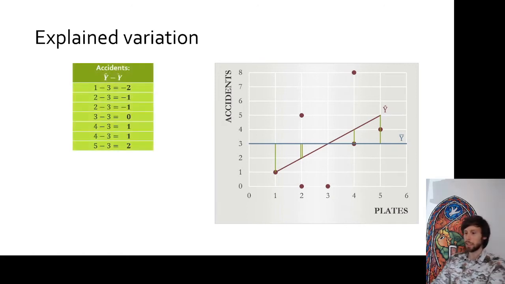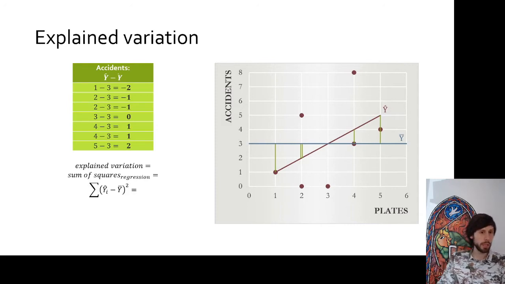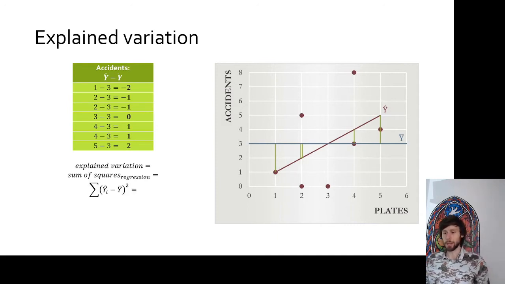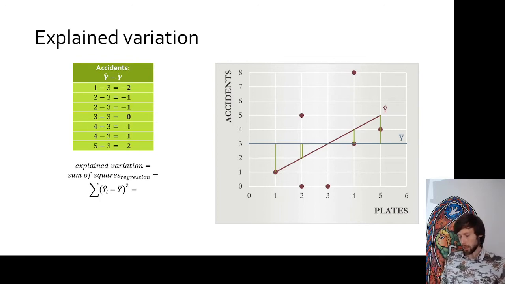So what you can do is calculate those. You can calculate for every subject how much their predicted number of accidents differs from the average number of accidents. How much does it lie above or below the mean? And once we square those and add them all up, we have what is known as the explained variation in the sample. We also call this the sum of squares regression. That is because it's the part of the variation that can be explained by the regression line, by the regression model.